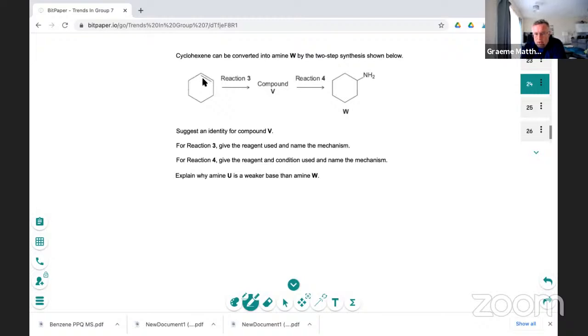It says suggest an identity for compound V. Now you're thinking, okay, I've got this. Arrow. Some mystery compound which has to still contain a ring system, I'm taking a guess, and goes up to phenylamine, this right here.